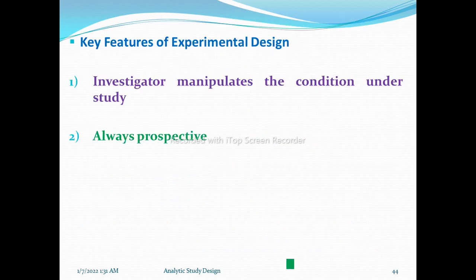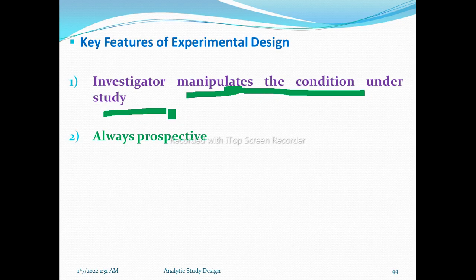So the key feature of experimental or interventional study design is that an investigator manipulates the condition under study, and it is always prospective. This is a key feature. These are the key characteristics of interventional study design that differentiate it from other study types.